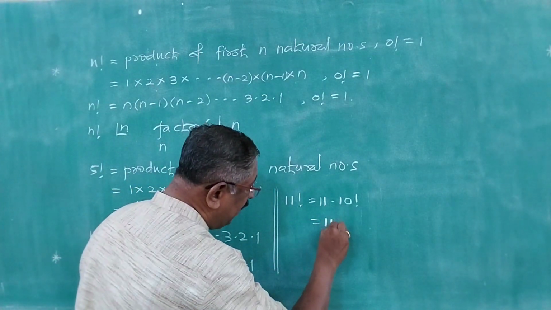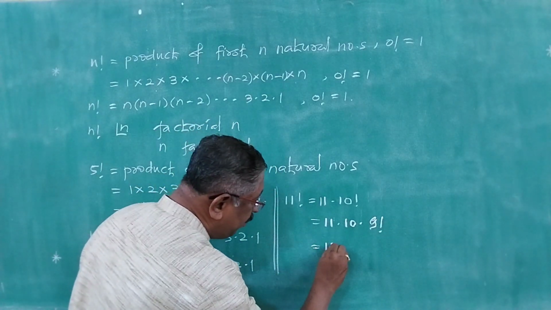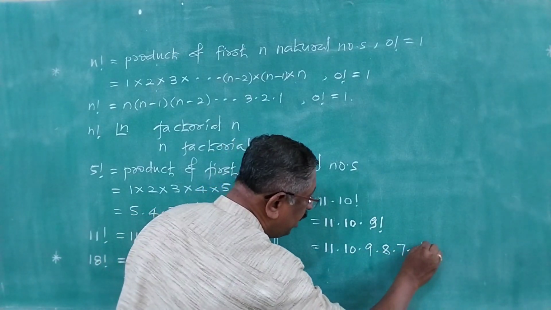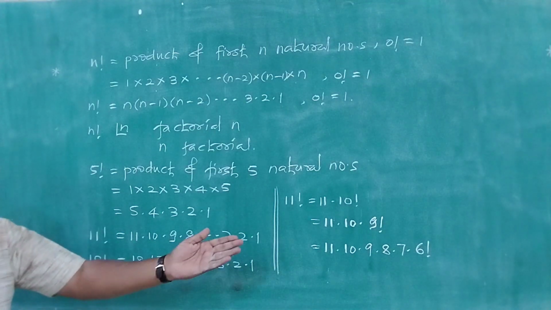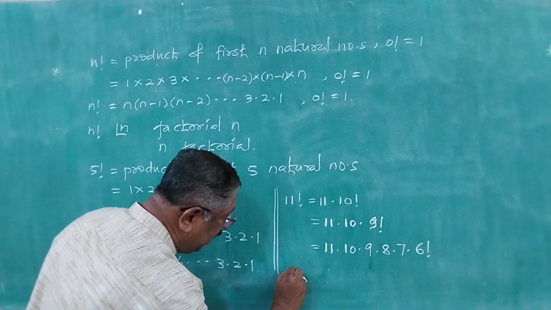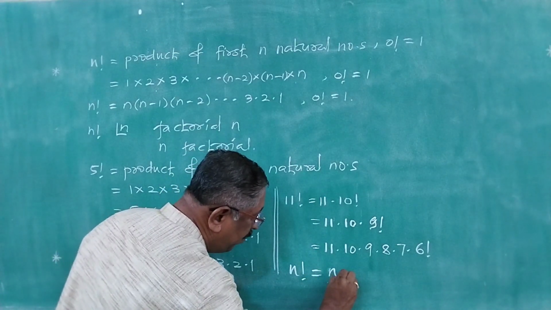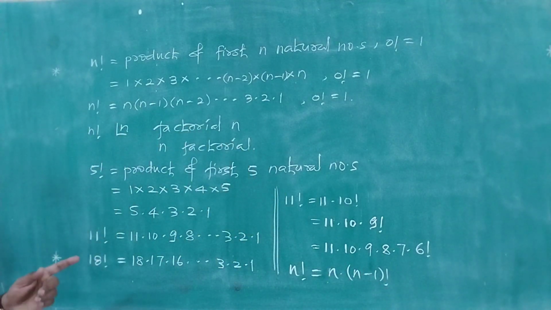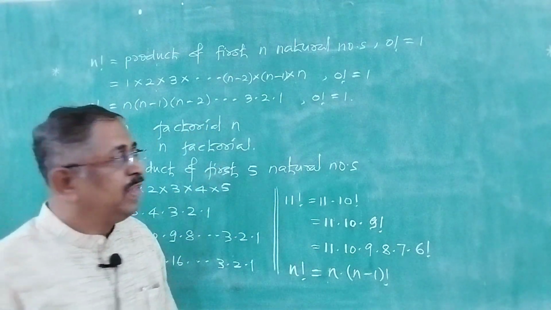You can write it as 11 multiplied by 10 multiplied by 9 factorial also. You can write the same as 11 multiplied by 10 multiplied by 9 multiplied by 8 multiplied by 7 multiplied by the remaining elements, which will obviously be the product of first 6 natural numbers, which is 6 factorial. Clearly, shall I generalize n factorial as n multiplied by n minus 1 bracket factorial? It means n factorial can be written as n multiplied by n minus 1 bracket factorial. Is it clear what I have written?